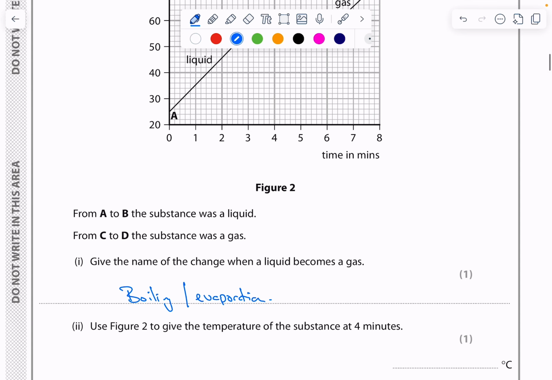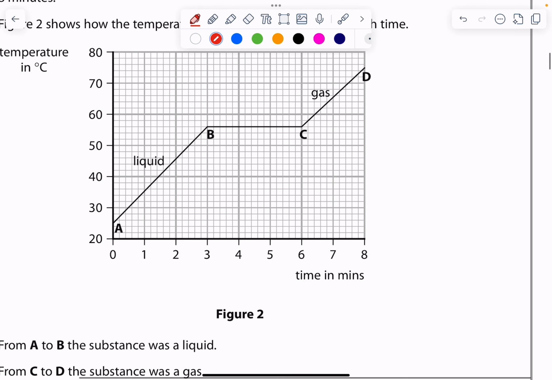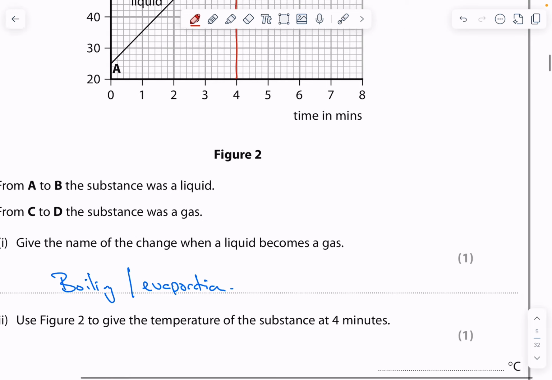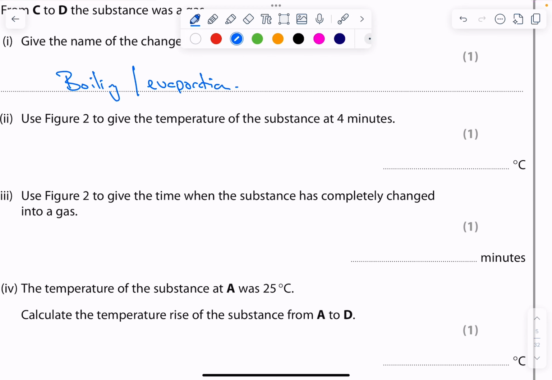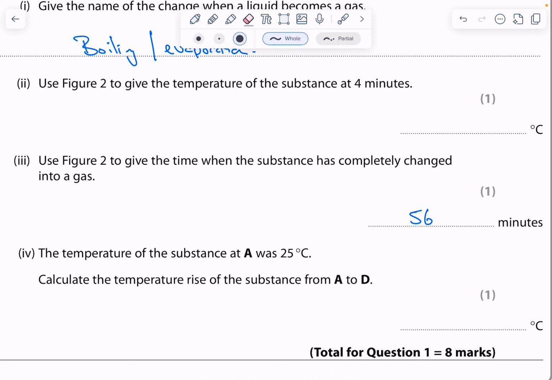Use figure 2 to give the temperature of the substance at 4 minutes. What we have to do here, I'm going to zoom in a little bit, is we go to 4 minutes and we follow that line up to where it meets here, and then we take that line back across, and it's gone this way. So that's going to be, use my laser pen, 52, 54, it's going to be 56 degrees at that particular point. So let's put here 56. Oh, hang on, sorry, wrong space. That one there is 56, isn't it?